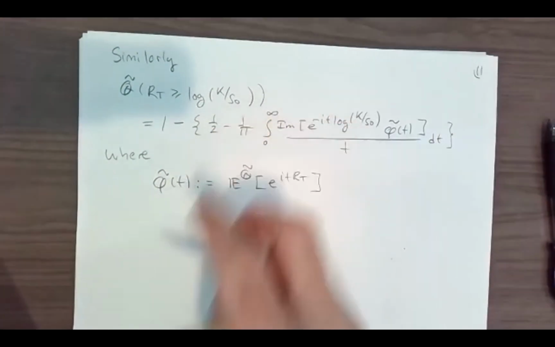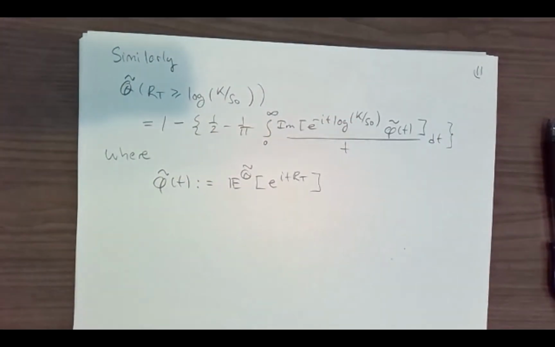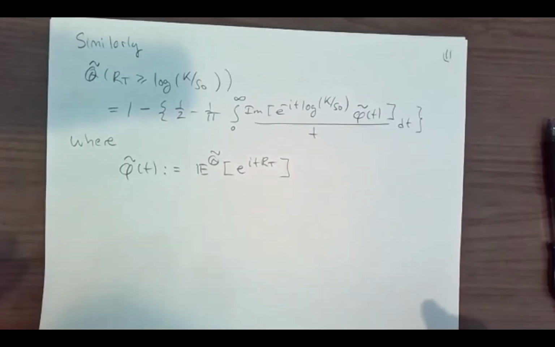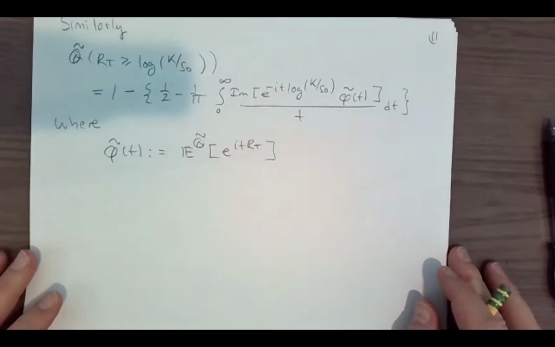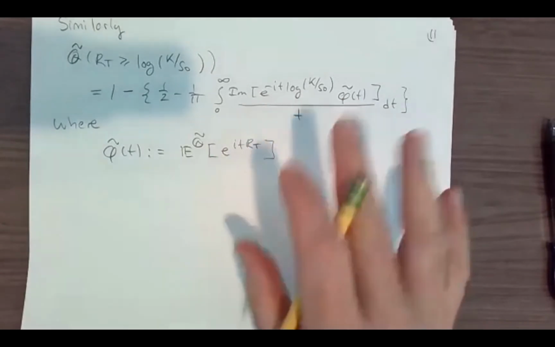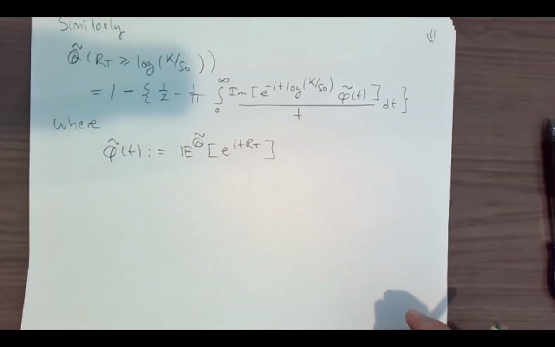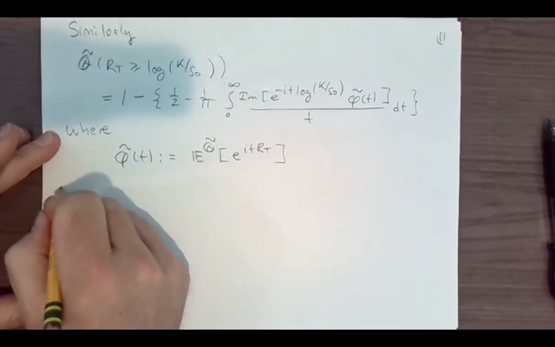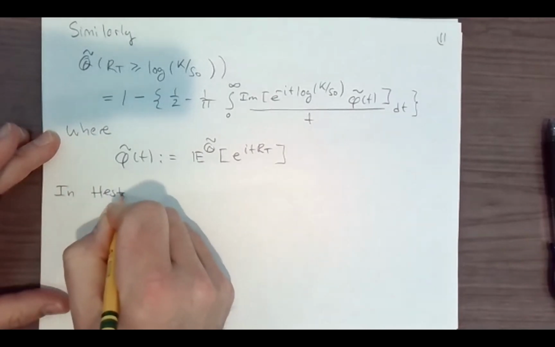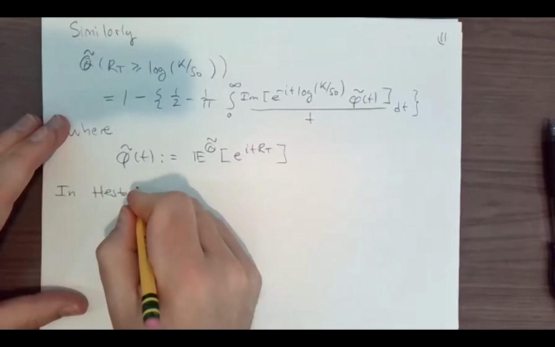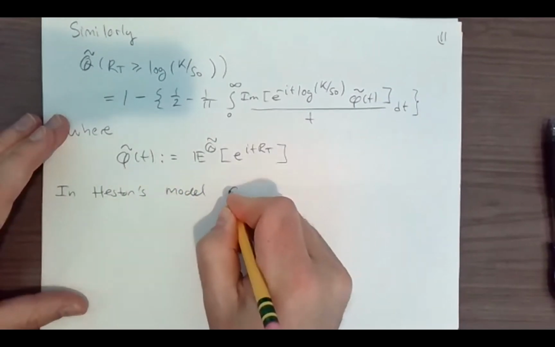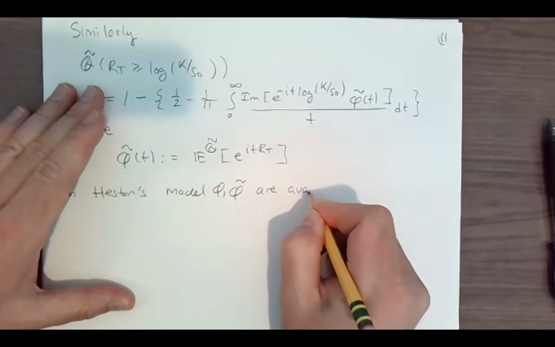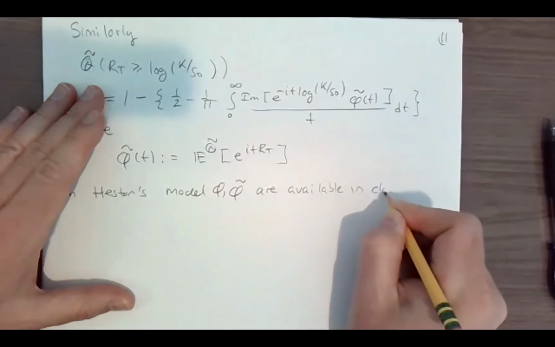If you don't remember where these formulas are coming from, you need to go back and look at the lectures where we proved formulas like this. There was also a set of homework problems related to characteristic functions. This is the reason we've been doing so much about characteristic functions: this is what goes into Heston's model, because in Heston's model, these two characteristic functions, phi and phi tilde, are available in closed form.